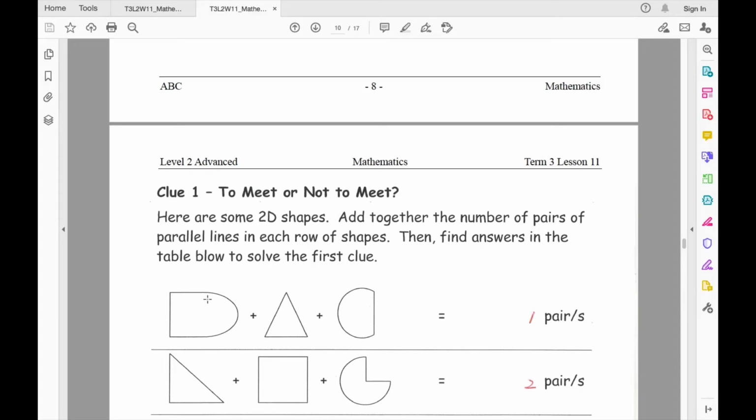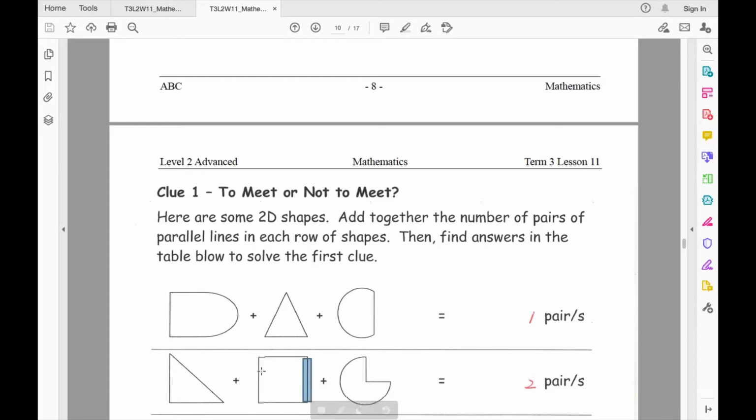Let's have a look at the second question. So here we have a triangle. Now triangles, do they have any parallel lines? No, they don't, because all the lines touch each other at a corner, and so they're always touching each other at the corners. That means there are no parallel lines. Now this square, this line is parallel to this line here at the bottom, because they will never meet, and they'll always go in the same direction. Now this line over here is parallel to this line over here. That means these two lines are parallel.